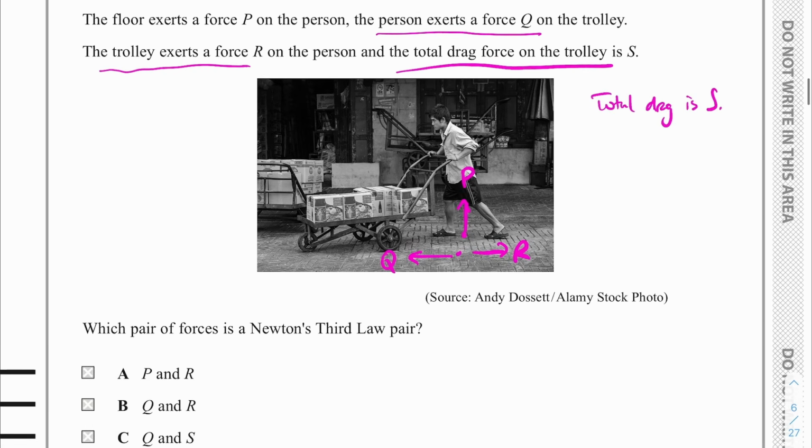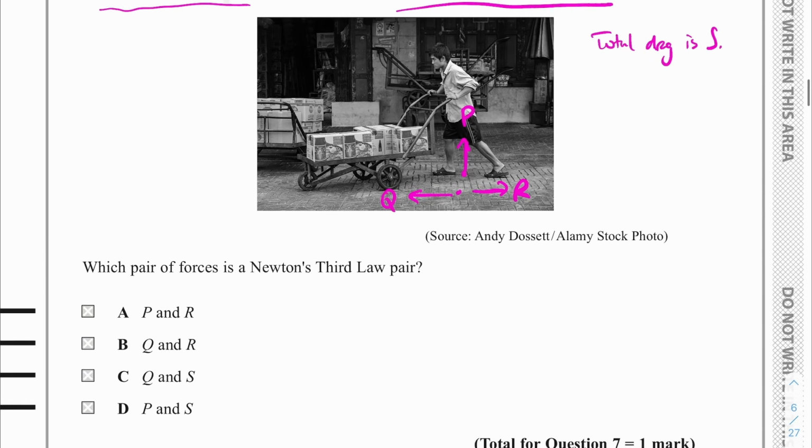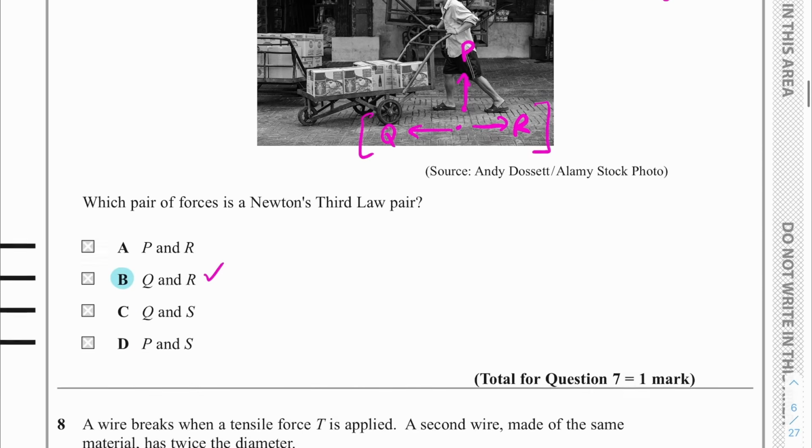The question says, which pair of forces is a Newton's third law pair? So we need forces that are equal and opposite. So you can see over here, just by looking at it, it is Q and R. They're both equal and opposite. So Q and R is our answer. Let's move on to question number 8.